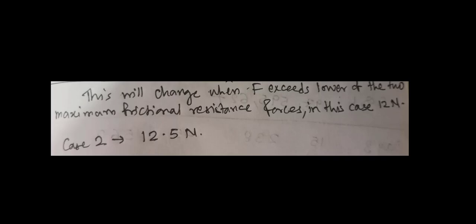This will continue as long as the F does not exceed 12 Newton, because the minimum of the frictional resistance is 12 Newton. So as long as it is 12 Newton or less, there will be no movement. Now let us consider case 2, when it exceeds 12 Newton, say it becomes 12.5 Newton. In my next video, I will take the same problem with 12.5 Newton force working on the middle block, and we'll see what happens.